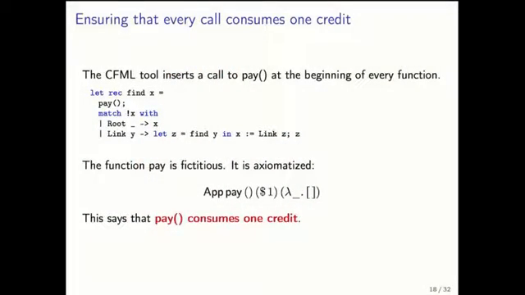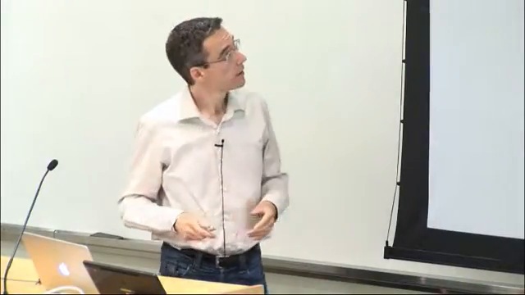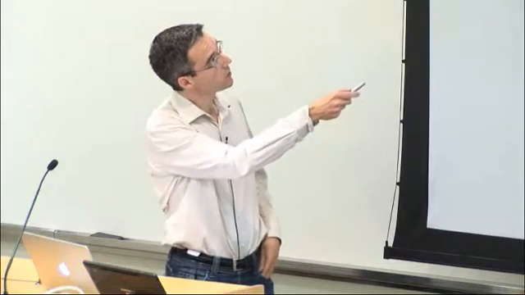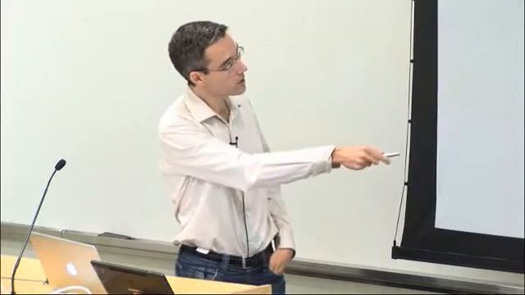And the way this is done in CFML is that conceptually, CFML with time credits will just insert a call to pay at the beginning of every function, for instance, and then everything will proceed as in the old CFML without time credits. You only have to consider that this pseudo function pay has $1 as its precondition, and that will force you, when reasoning, to pay 1 credit every time you come across this call to pay. So that's how it's implemented, I think.